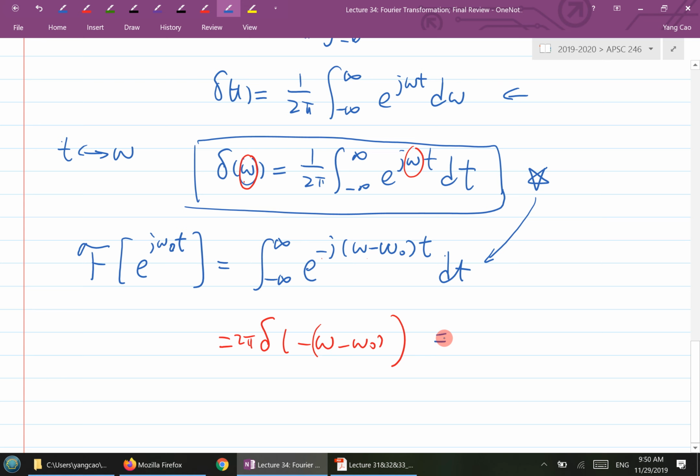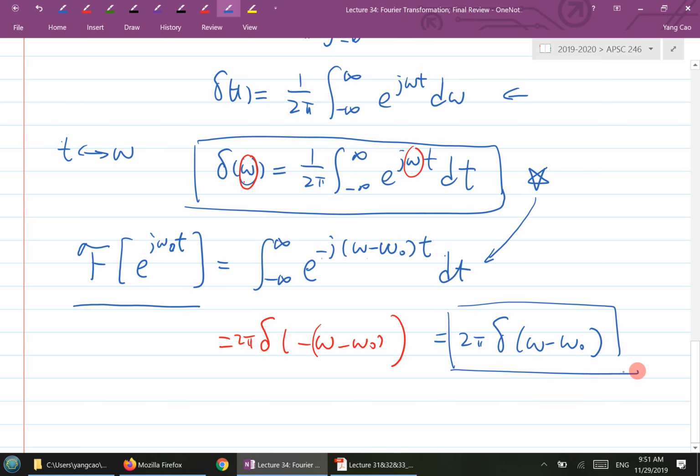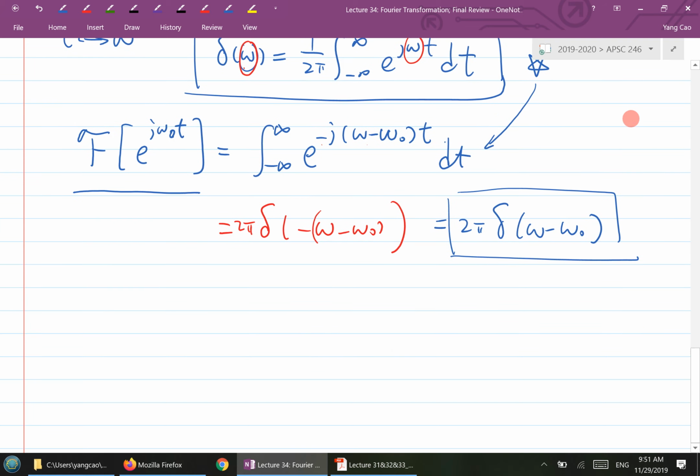A little bit of simplification. Delta function is always an even function. So the Fourier transform of the complex time function gives you these results here. So what is this result? If I plot this versus omega, if I plot delta omega minus omega naught, what does it look like? It's an impulse function and only exists at omega equal to omega naught. And of course there's a magnitude of 2 pi here.